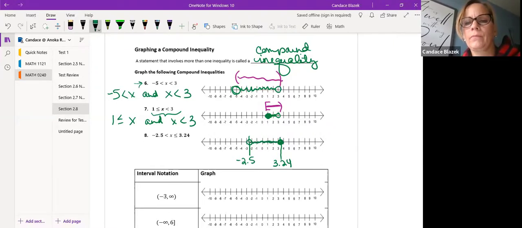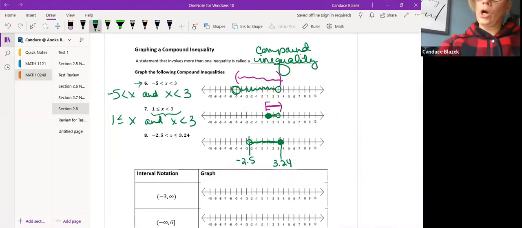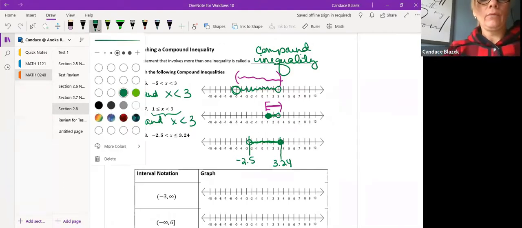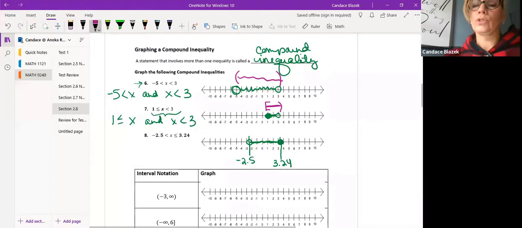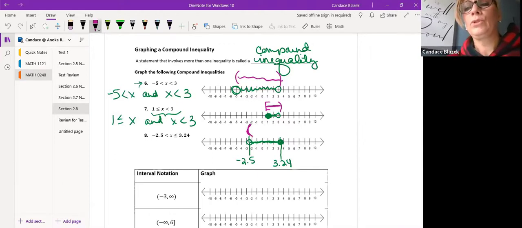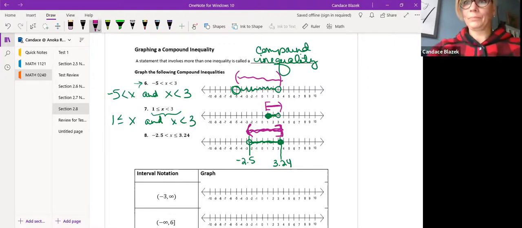All right, so if the values aren't on the number line, make sure you approximate where they are and label them to finish the graph. And we want to write this using the square brackets or the curve brackets. We don't include -2.5, so we would put a curved bracket there. We do want to include 3.24, so we put a square bracket and it would be everything in between.